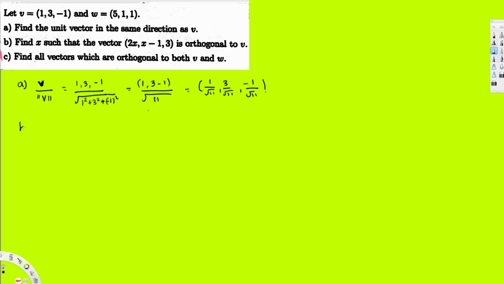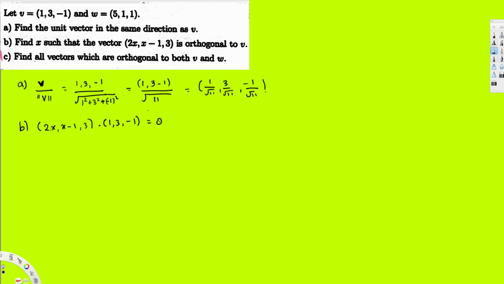The second question is asking, find x such that the vector (2x, x - 1, 3) is orthogonal to v. If vectors are orthogonal, it means the dot product should be equal to 0. So that's the condition. If I take the dot product, I can find the x value. So if I dot product (2x, x - 1, 3) with (1, 3, -1), I should get 0.